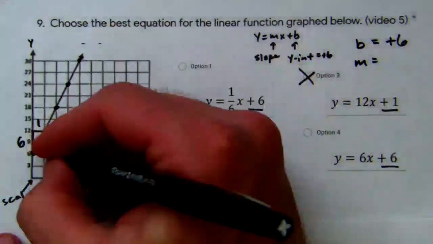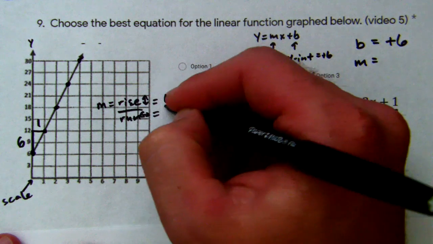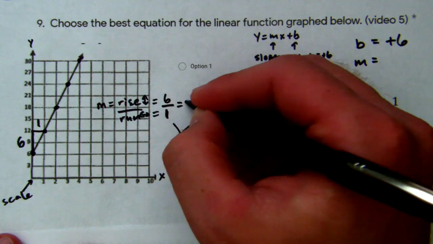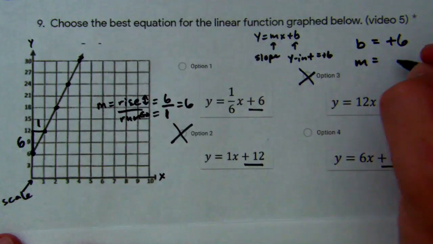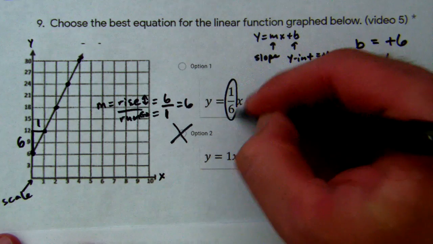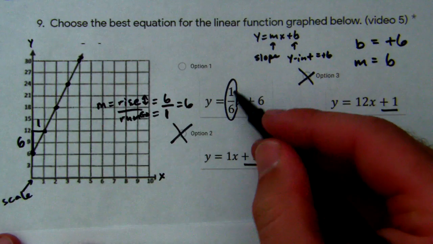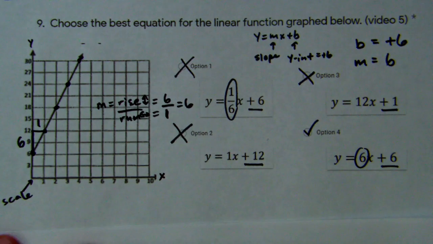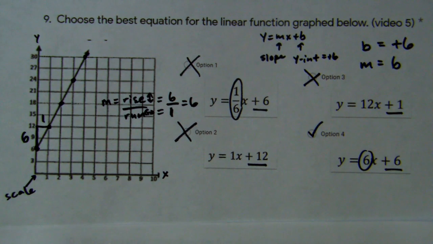So, my rise, how many did I go up? 6. How many did I go over? 1. Can we simplify? You bet we can. M equals 6. So between these 2 equations, we're looking for this number to be 6. And this is 1 over 6, not that one. This one's 6. This is our answer. Option 4. We find our y-intercept, and then we find our slope.